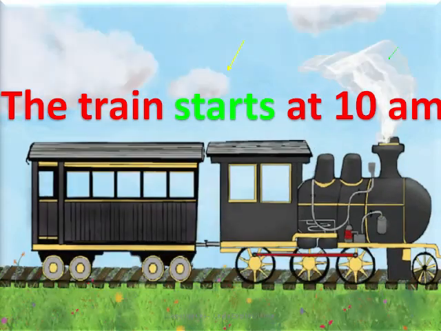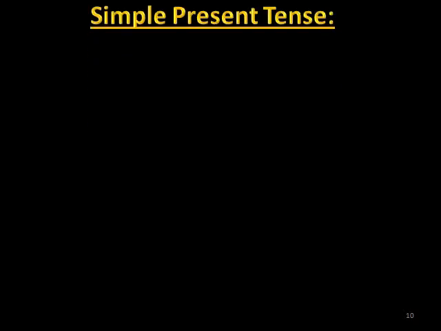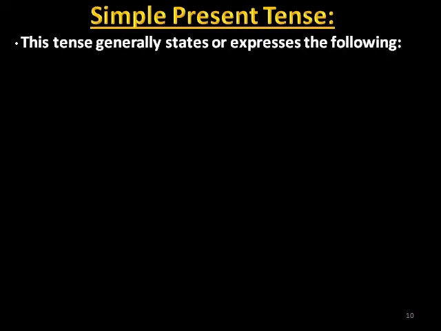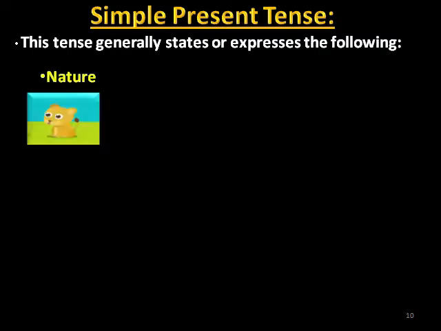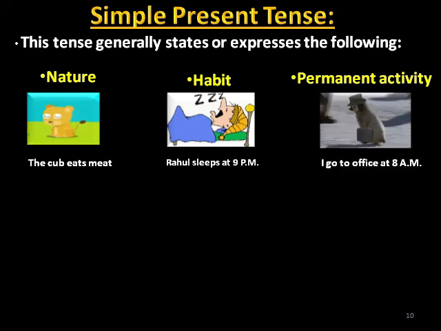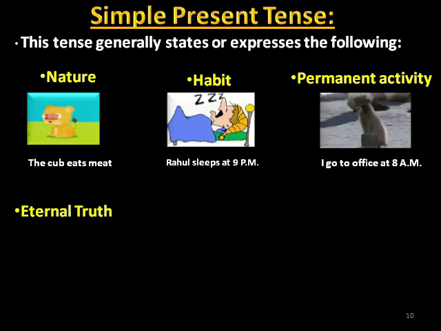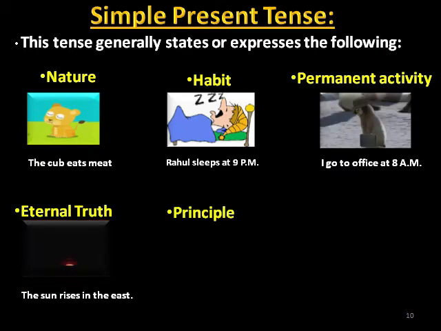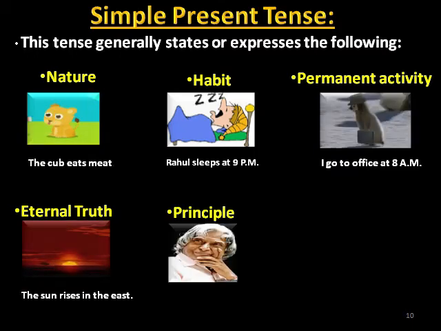Now let's move to an important tip which I want to give, but for that let's have a quick recap of this video, what we have discussed as of now. So simple present tense generally expresses the following kind of expressions. Number one, nature, that is the cub eats meat. Number two is habit, that is Rahul sleeps at 9 p.m. Number three is permanent activity, which is I go to office at 8 a.m. Number four is eternal truth, which is the sun rises in the east. Number five is principle, I believe in honesty.